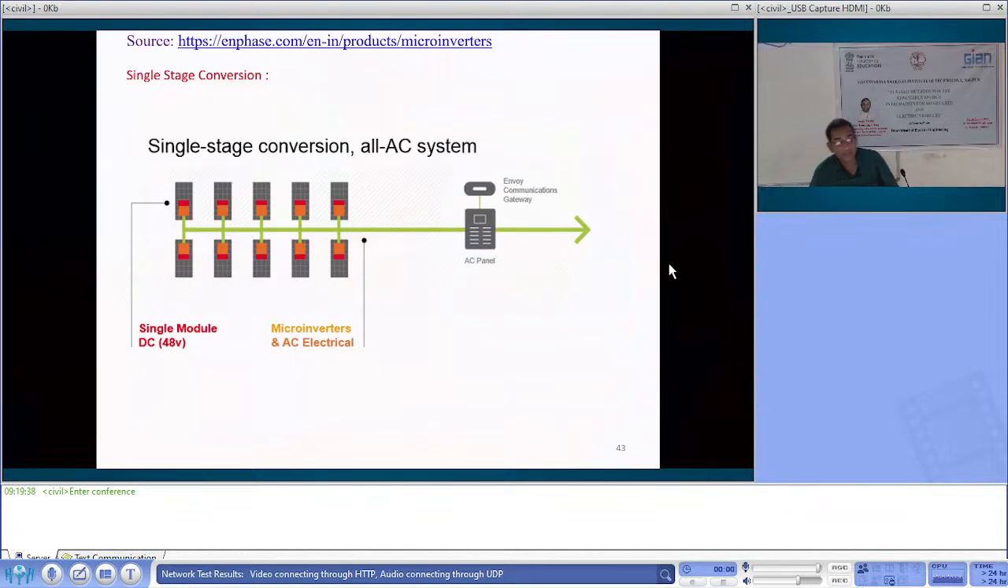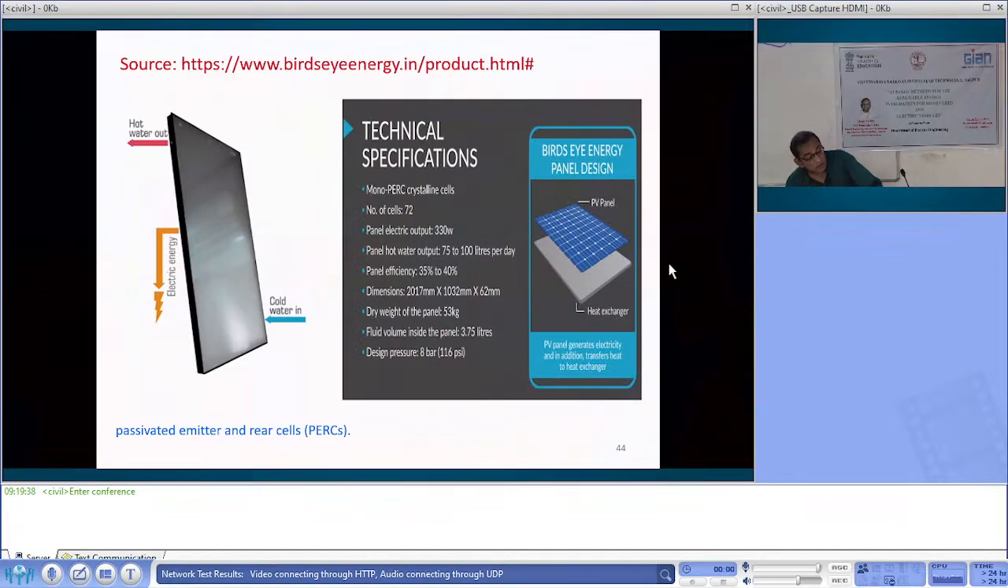This is single stage conversion जो हमने AC मॉड्यूल कहा है, वहाँ मॉड्यूल के साथ ही उन्होंने माइक्रो इन्वर्टर लगा दिया और फिर वो उसको एक इधर दिया है एनओआई कम्युनिकेशन गेटवे AC पैनल को लगा दिया है. सिंगल मॉड्यूल ऑफ 48 volts DC, माइक्रो इन्वर्टर्स, you get AC electrical. Enphase company, you can check from the website. So this is a new technology. Startup is there. They have tested their product at IIT Chennai laboratory.